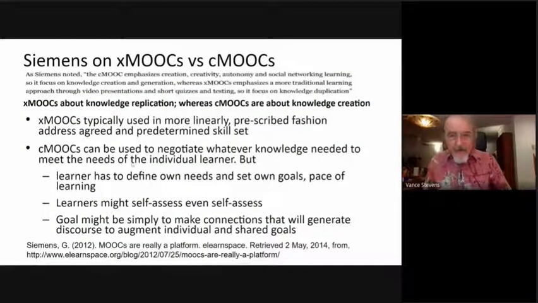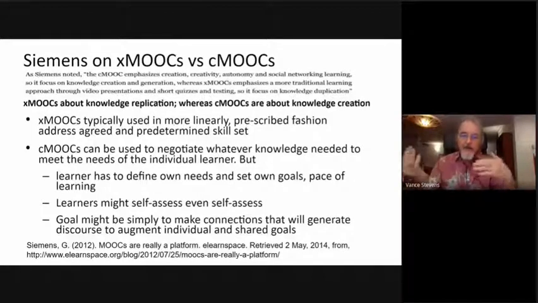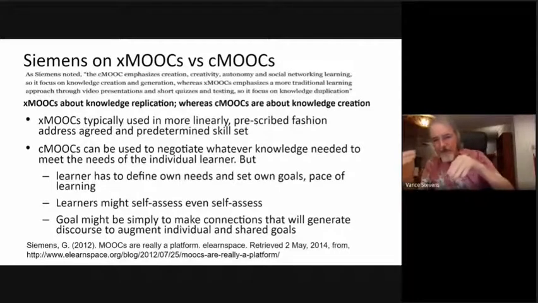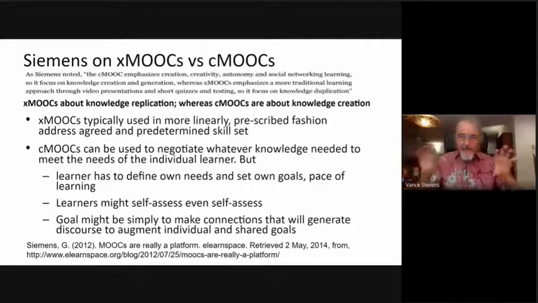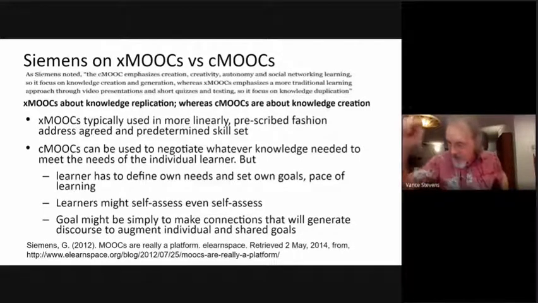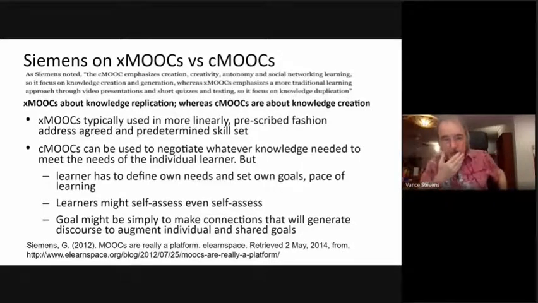There were other similar entities. One was edX. EdX was also one where it wasn't a connectivist MOOC. It was what George Siemens called an xMOOC. So there are two distinct kinds of MOOCs. It's important that you understand that if you're talking about getting involved in MOOCs. Which do you prefer? Do you prefer an xMOOC or a cMOOC?